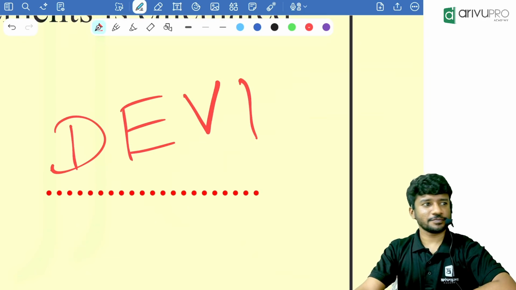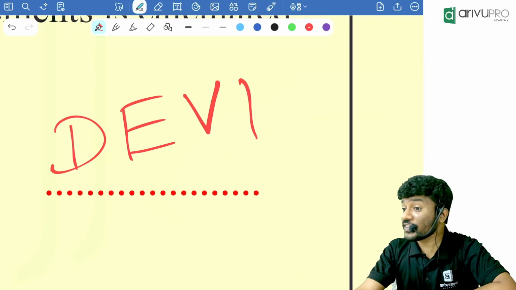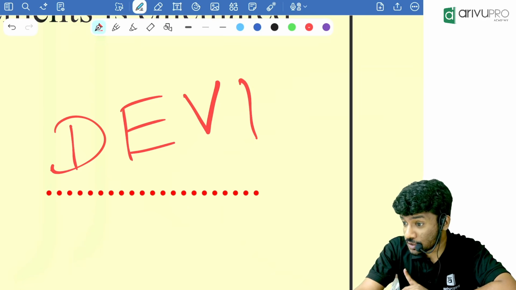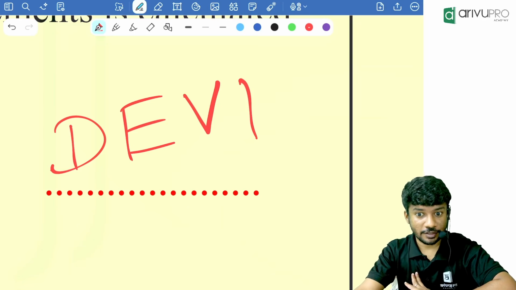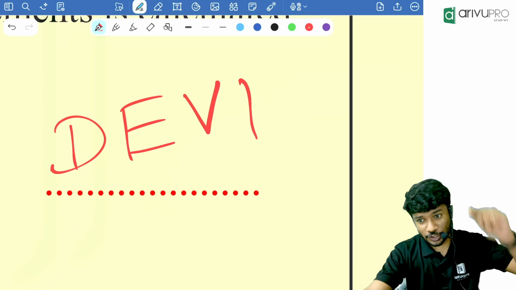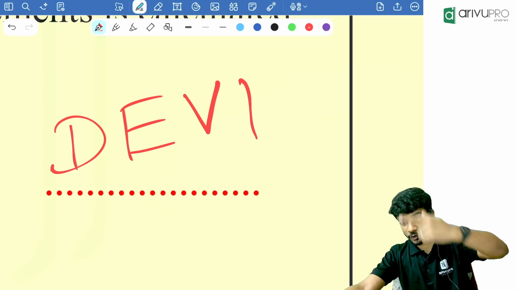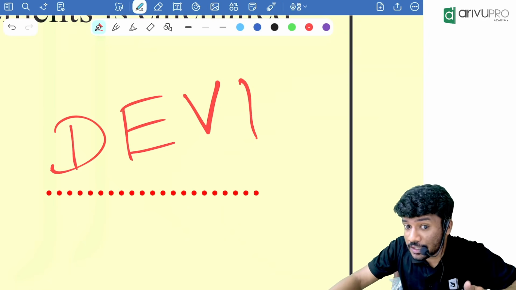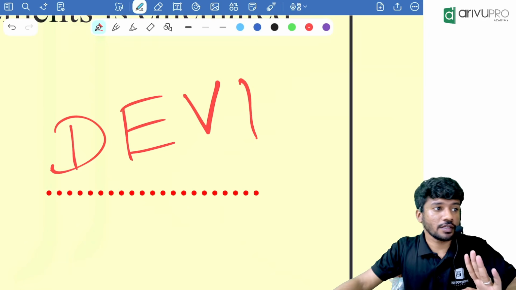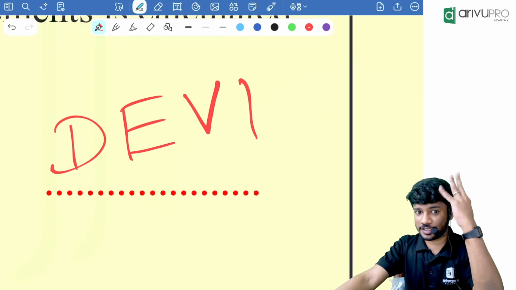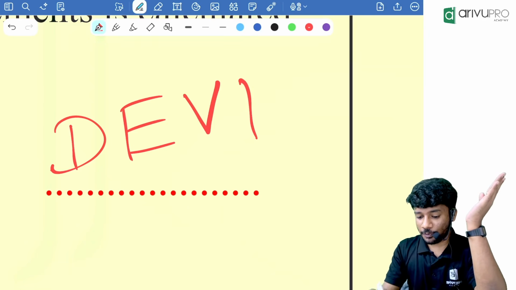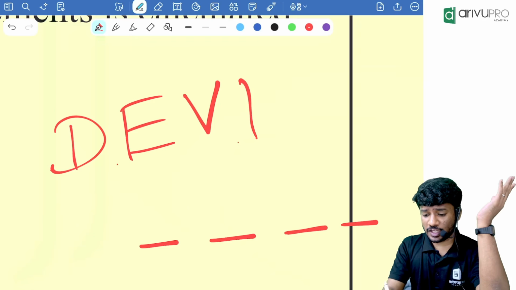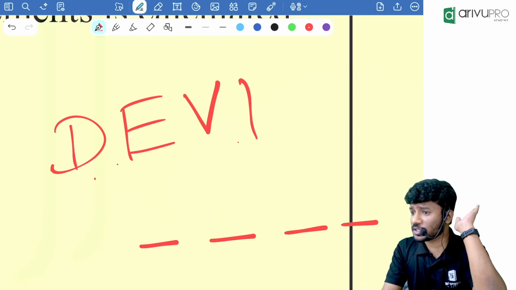4 letters. Now, the question will be like this. How many new words, with or without meaning, can be formed from the letters of the word Devi? Okay, how many letters are there? 4 letters. Now people, how many vacant places are there so that we can arrange the letters? 4 vacant places are there.